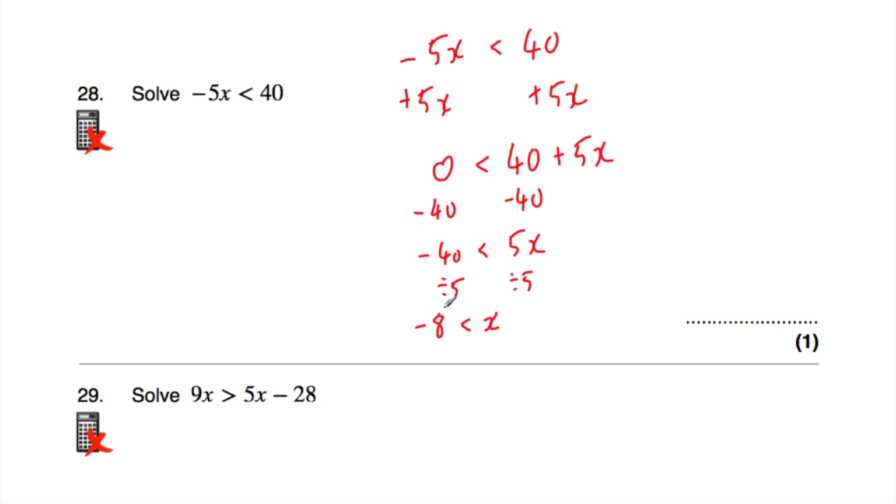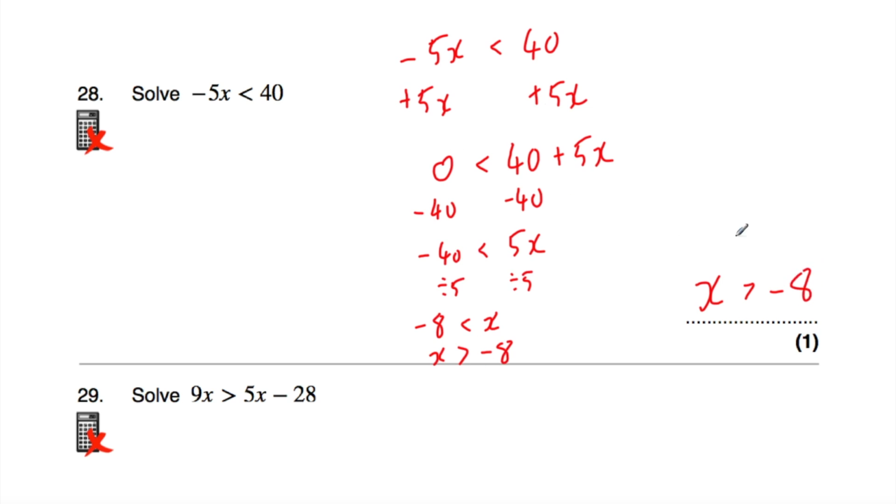Now normally we put the x first, so let's turn that around. If minus 8 is less than x, that would mean that x is greater than minus 8. Because remember, whenever we're swapping an inequality around, we also need to flip the sign over, because it needs to make sense. Here we've got minus 8 is less than x, so x is bigger than minus 8. So the answer is x is bigger than minus 8.